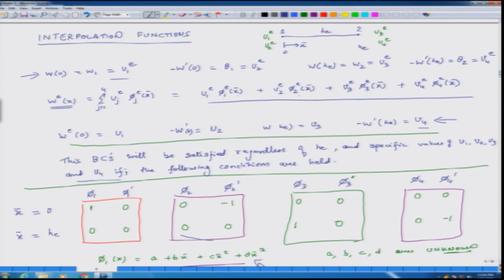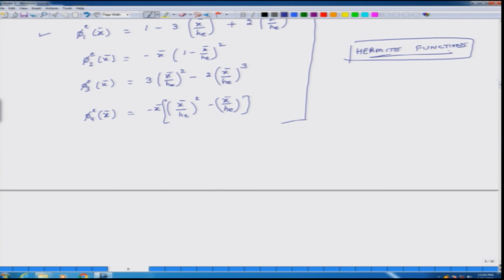Okay. So, if I use these 4 functions in my expression for W, then I get what I wanted to have. So, here instead of using Lagrangian functions, interpolation functions, which we had used in context of second order ordinary differential equation, for 4th order, because at each location we have W and W prime as primary variables, I have to use a different set of functions known as Hermite functions.